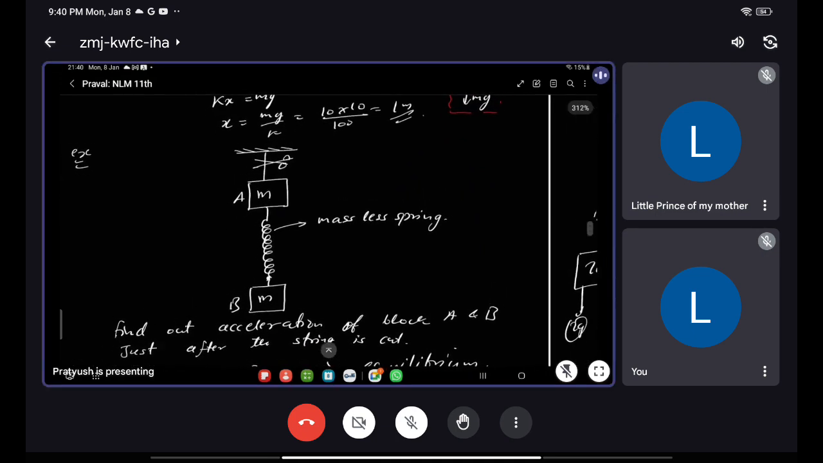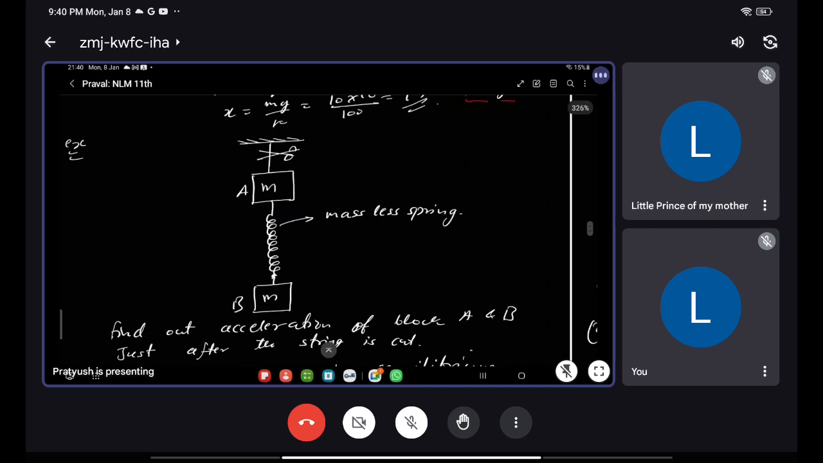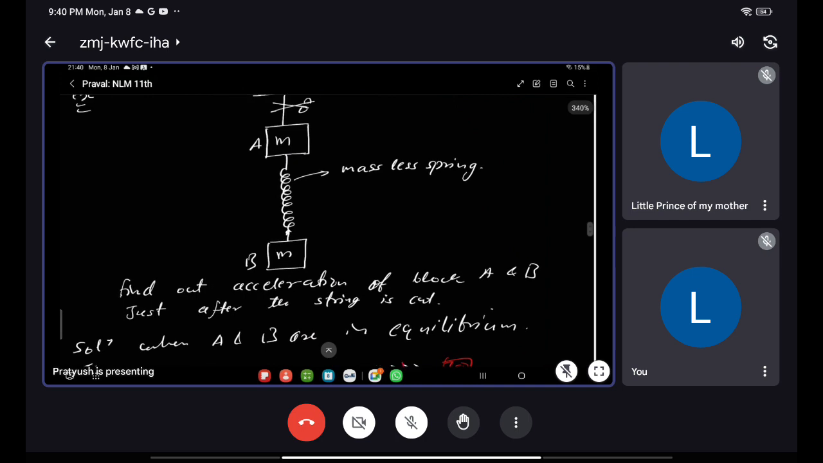Now see this next question. Massless string is connected like this. Just after we cut the string above block A, what will happen? Find out the acceleration of block A and B just after the string is cut.